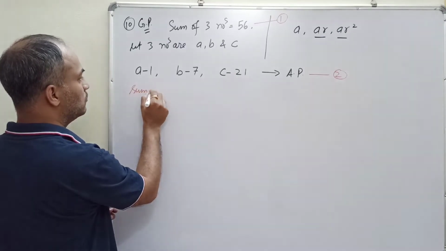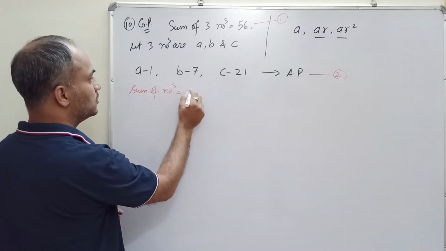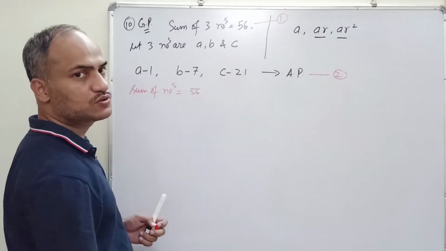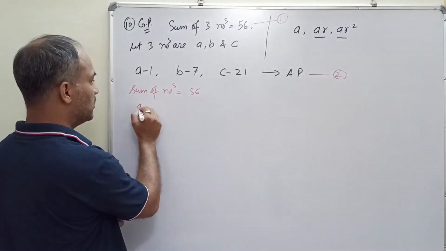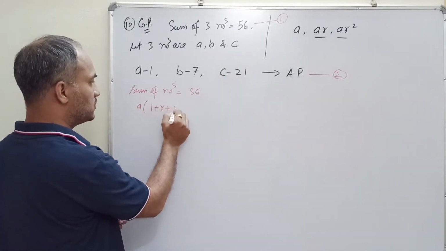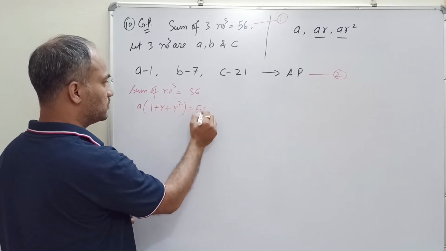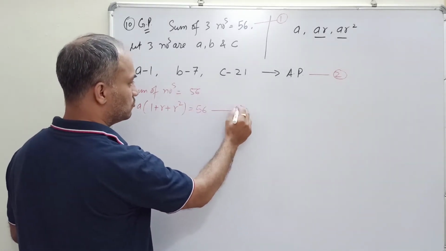The sum of the numbers is 56. So let us sum those numbers. We get A times 1 plus r square, and this is 56. So this is equation number 3.